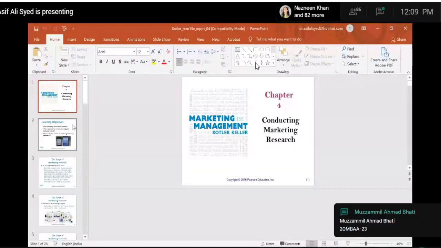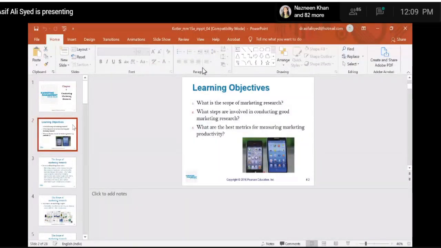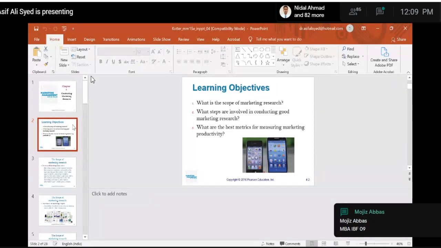Can you see the slide which is called the learning objective? Conducting marketing research? Yes, sir.